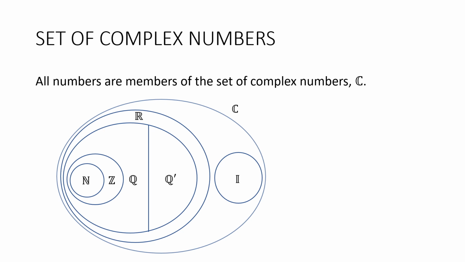Now all numbers are members of the set of complex numbers, which has the symbol C. And you're going to learn about complex numbers in the high-level course. Within the set of complex numbers, we have the set of real numbers and the set of imaginary numbers. Within the real numbers, we have rationals and irrationals. And inside the rational set, we have integers, and inside the integer set, we have natural numbers. Okay, let's have a look at all of those sets of numbers in more detail.